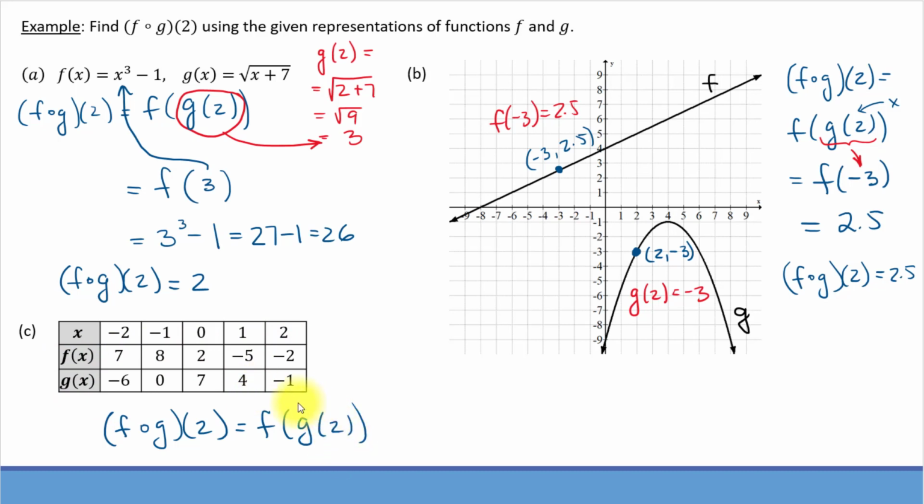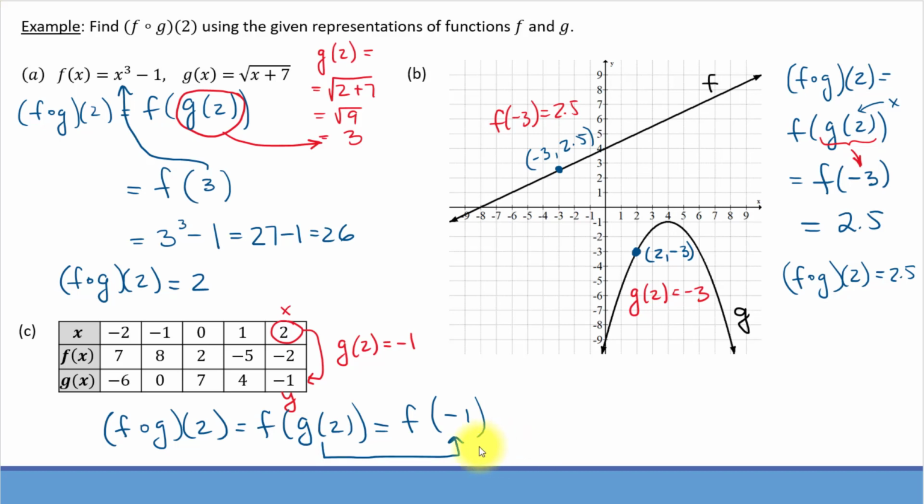So now we need to find g of 2. Input 2 is right here. What's the corresponding output for function g? Well, it's -1. So basically here we have x value 2 and it corresponds to the y value -1, or function value -1. So g of 2 equals -1. That's what I'm going to replace g of 2 with inside the parentheses. So now it becomes f of -1. g of 2 got replaced with -1.